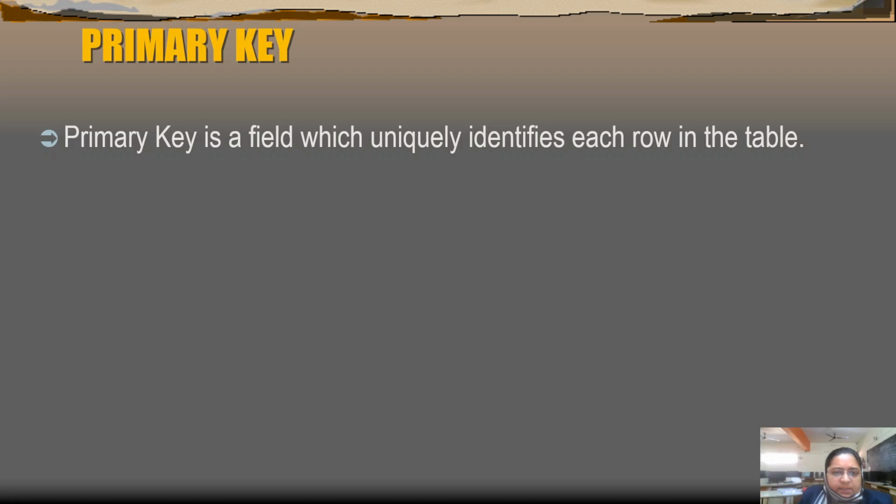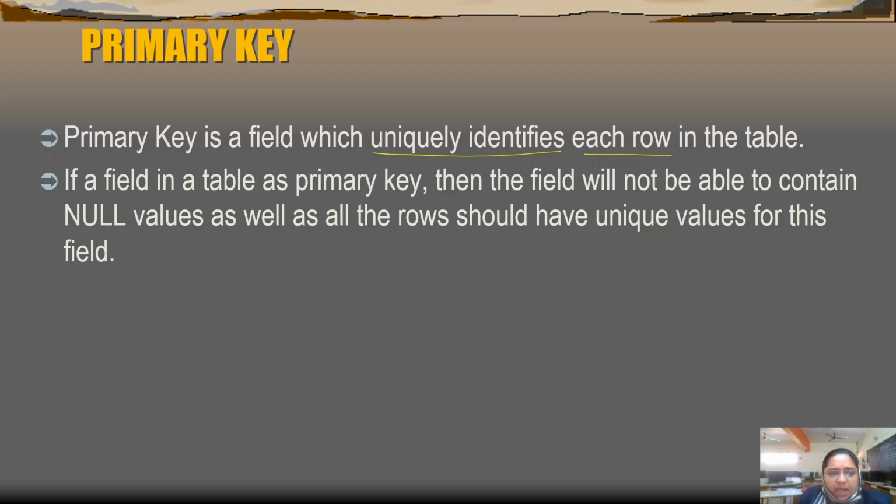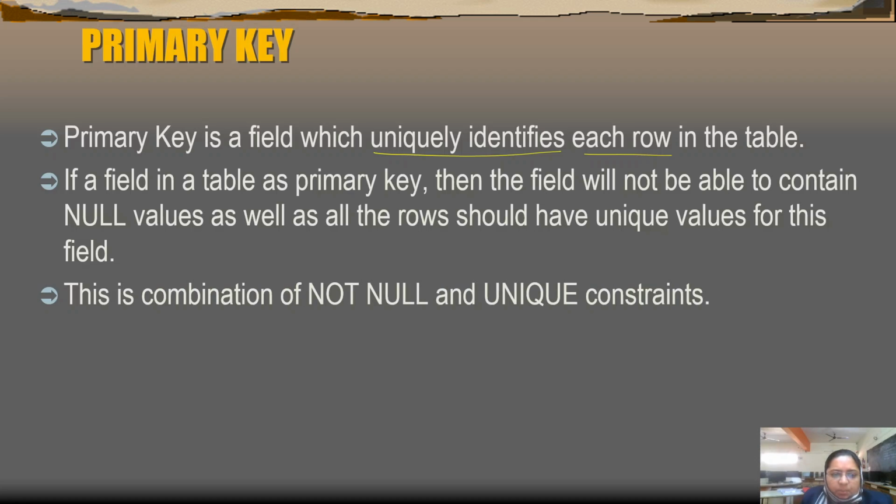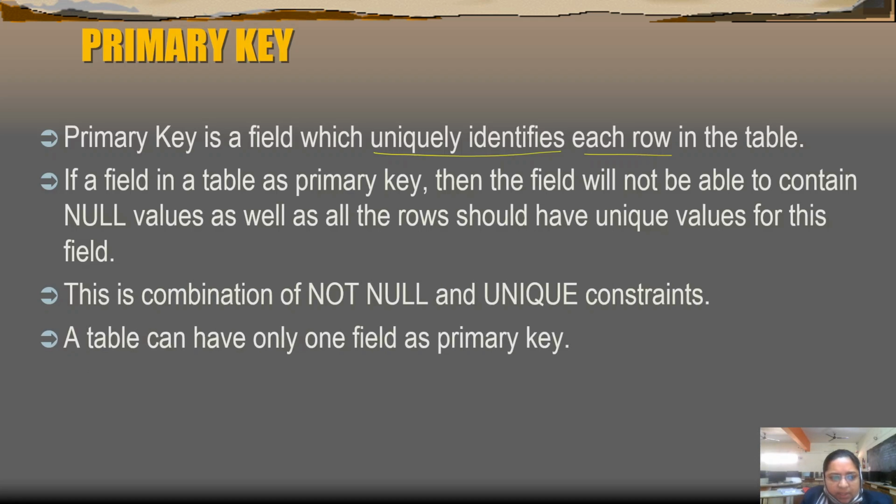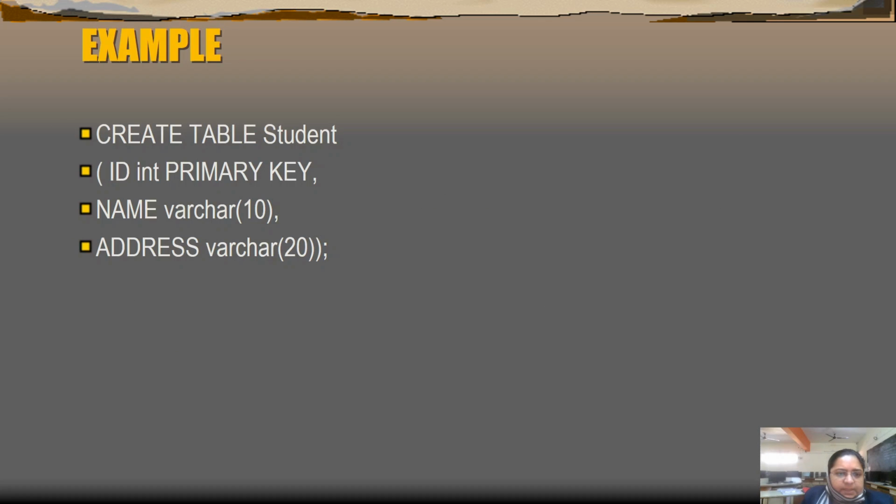So a primary key is a field which uniquely identifies each row in a table. If a field in a table is a primary key, then the field will not be able to contain null values as well as duplicate values. This is a combination of not null and unique constraints. A table can have only one field as primary key. So you can see it over here, ID, int and primary key is assigned to the table.